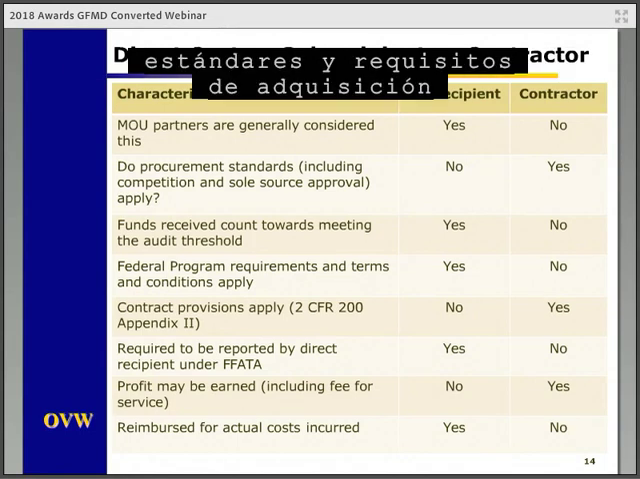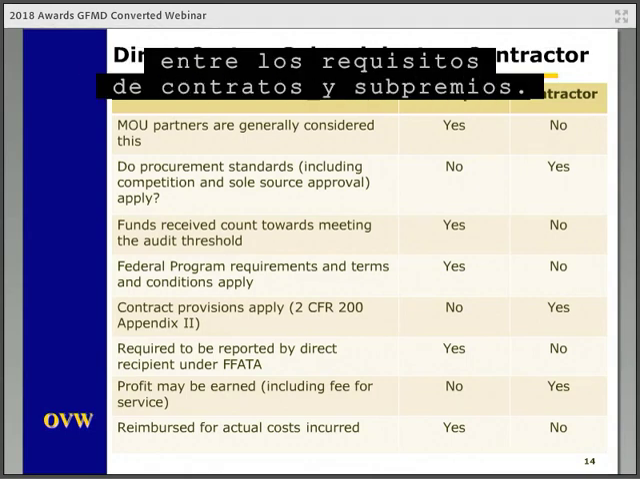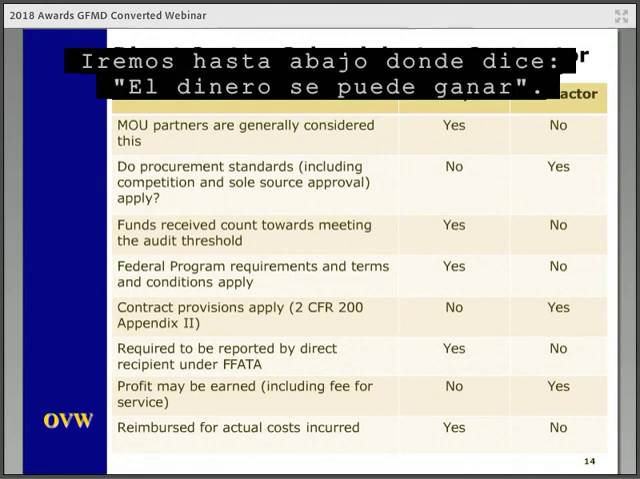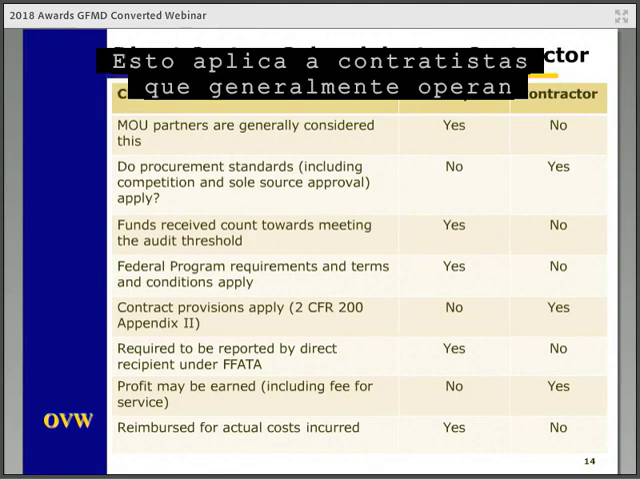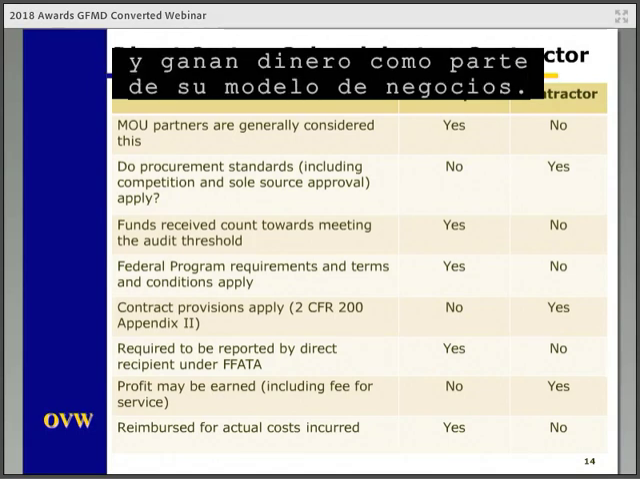Subawards do not trigger procurement standards and requirements. And this is one of the biggest distinctions between the requirements for contracts and subawards. We'll skip down to the bottom two. Profit may be earned, and this applies to contractors who generally operate in a competitive fee-for-service environment and make a profit as part of their business model.